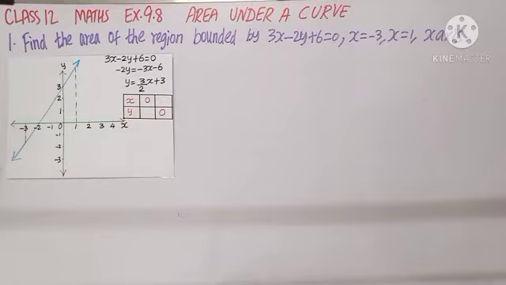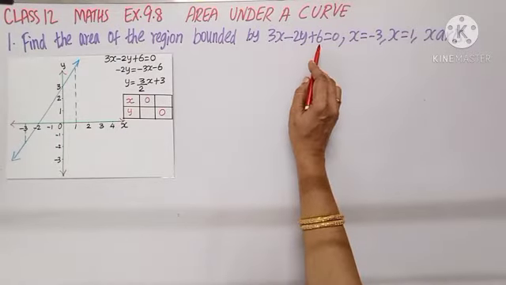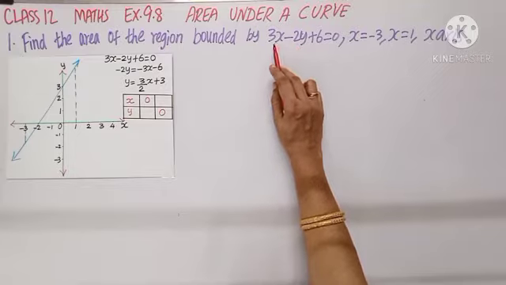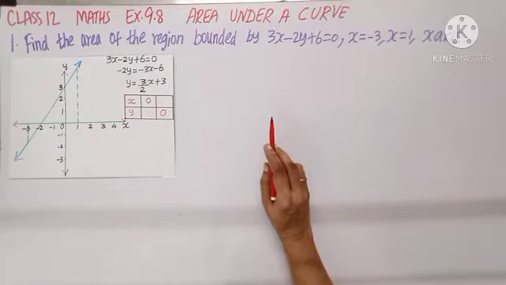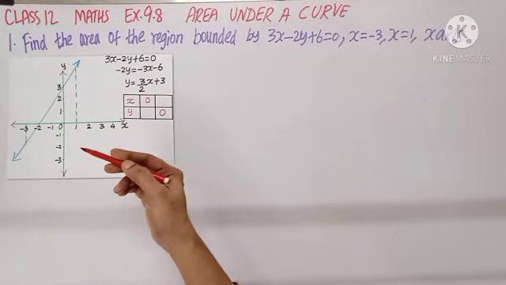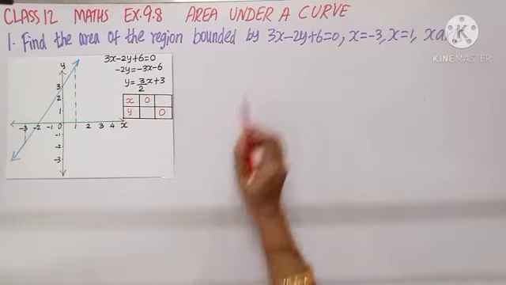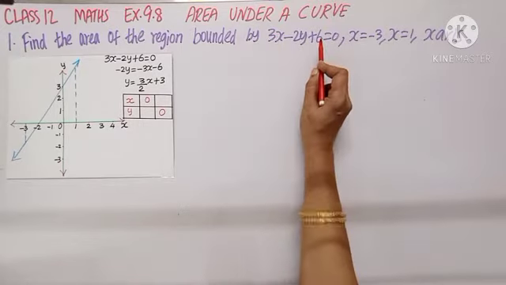Exercise 9.8, question number 1. Find the area of the region bounded by 3x minus 2y plus 6 equals 0, x equals minus 3, x equals 1 and x-axis. The question is about a line. The very first idea, let us draw the line and check where the required area comes, whether it is above x-axis or below x-axis. To draw the line, put x equals 0, find out what is y.